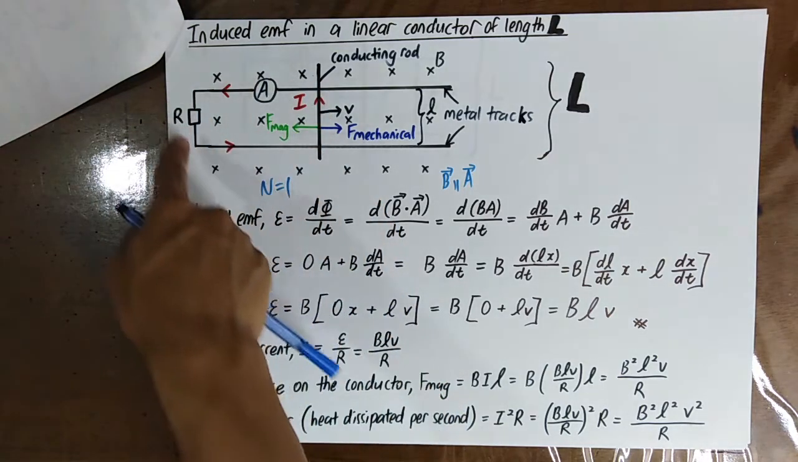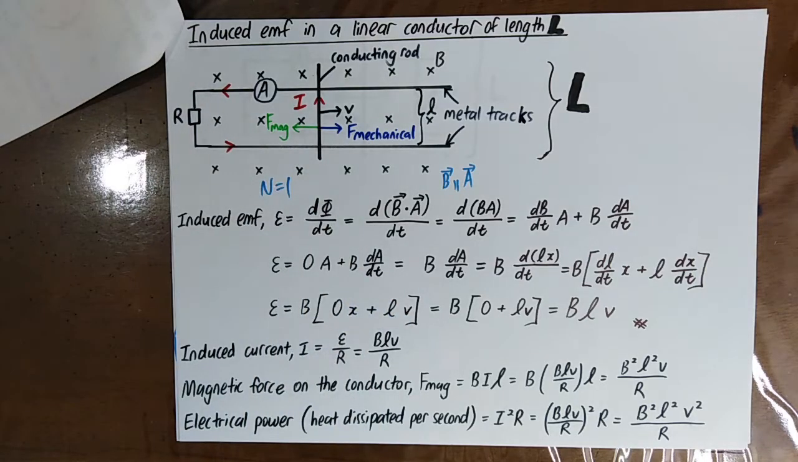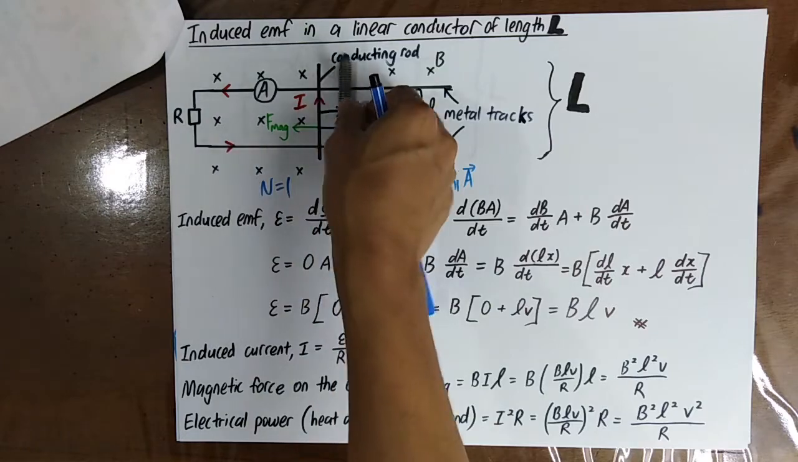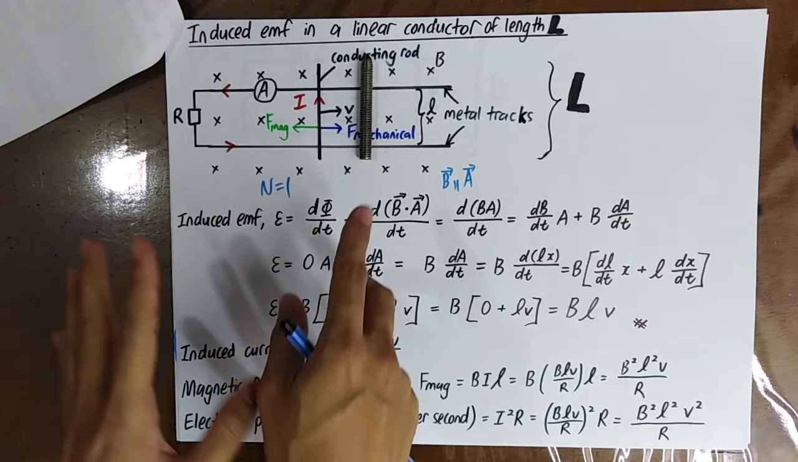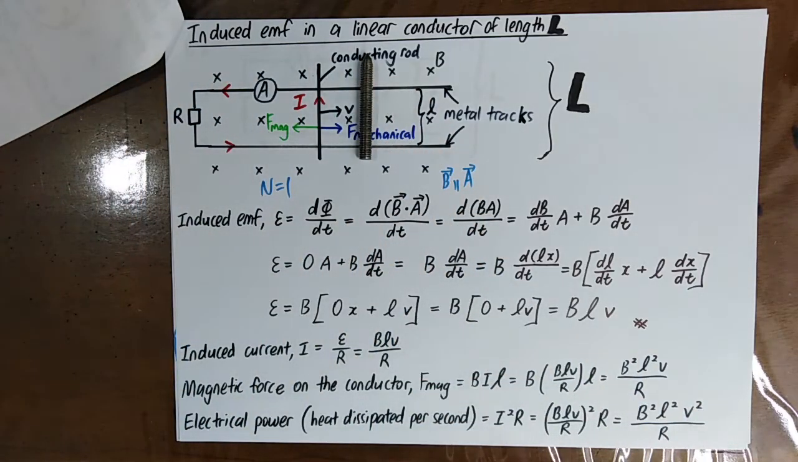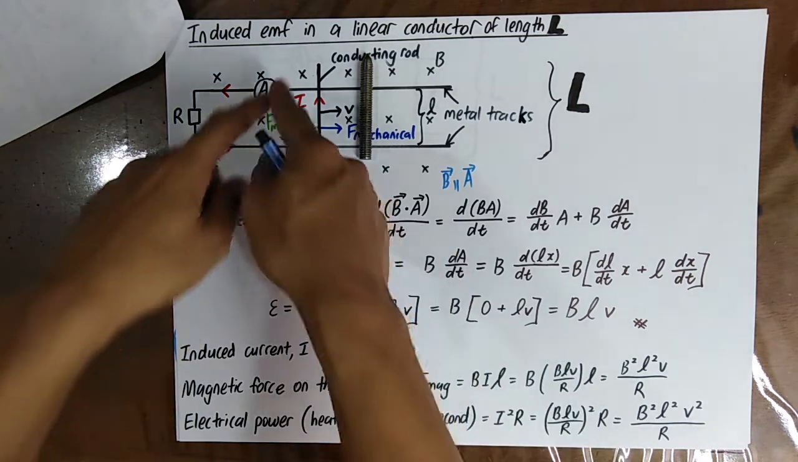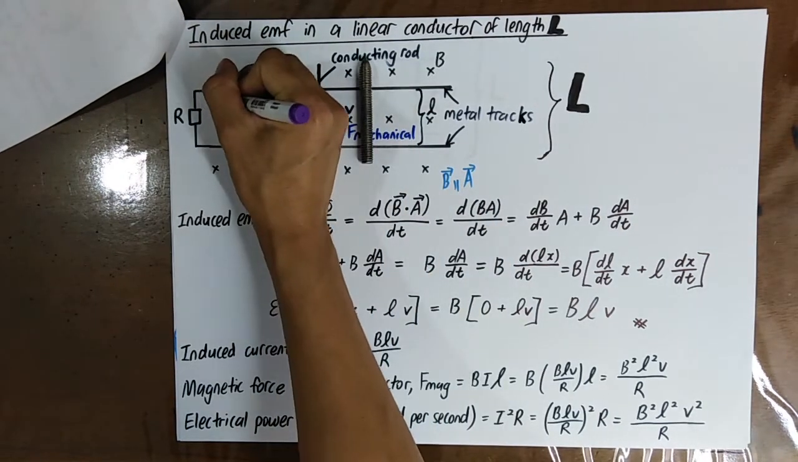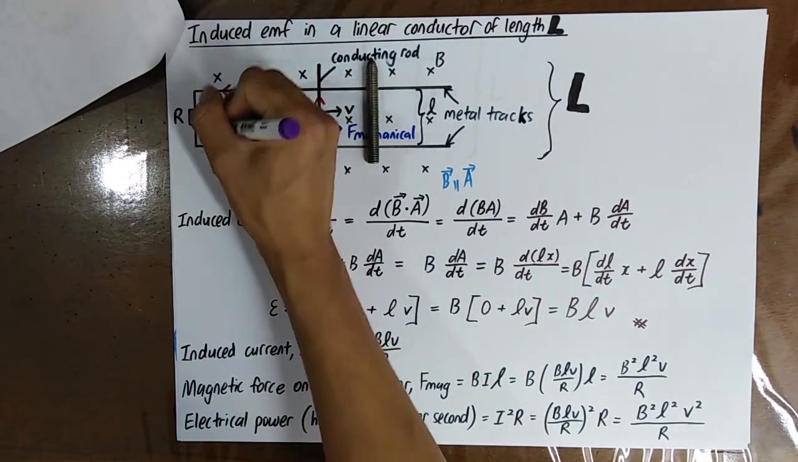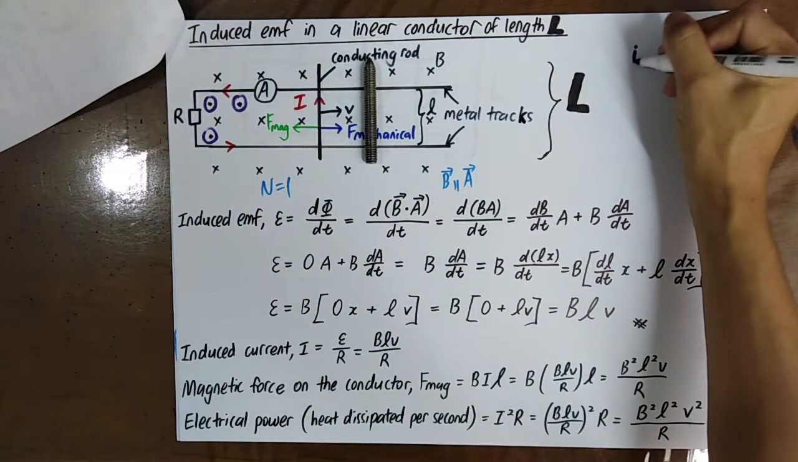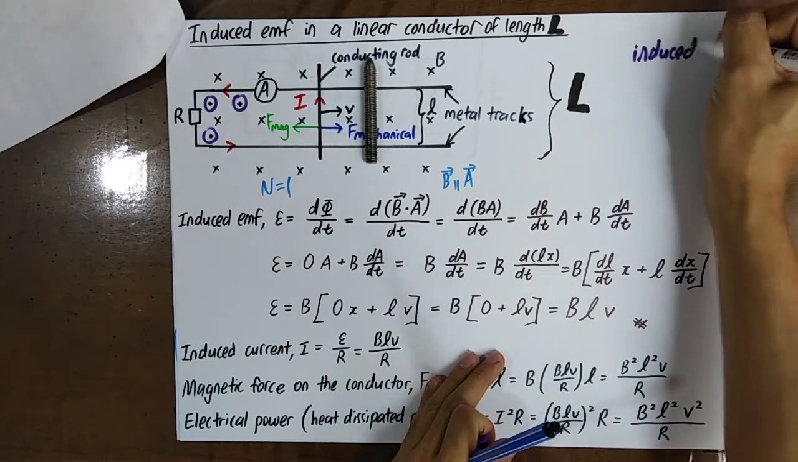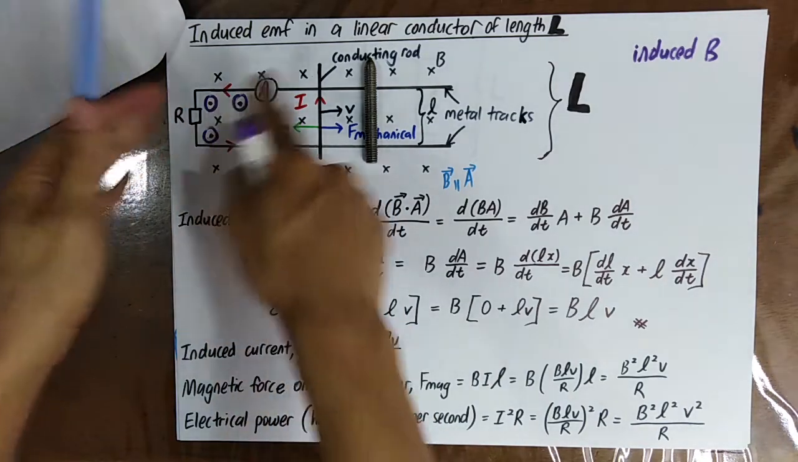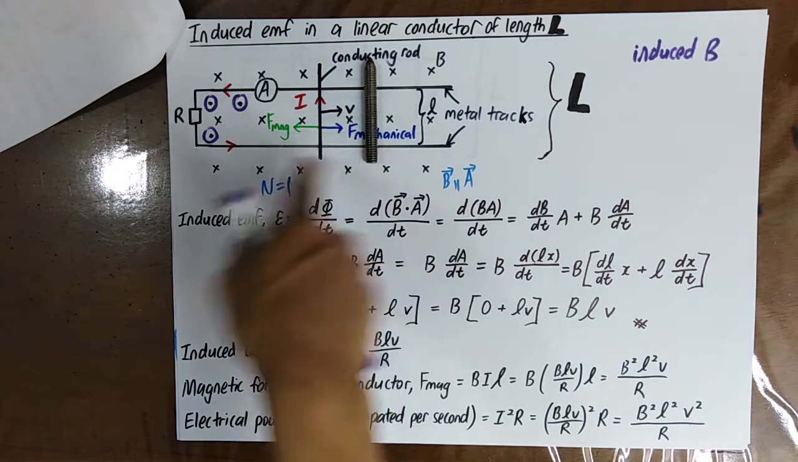So you know that the induced current is in this direction, and then you know that when the conducting rod is moving from here to here, the whole area of the loop becomes larger and larger, and therefore the magnetic flux linkage of this loop increases. So according to Lenz's law, the direction of the induced magnetic field must be out of the page, to oppose the increasing magnetic flux linkage with the whole loop.